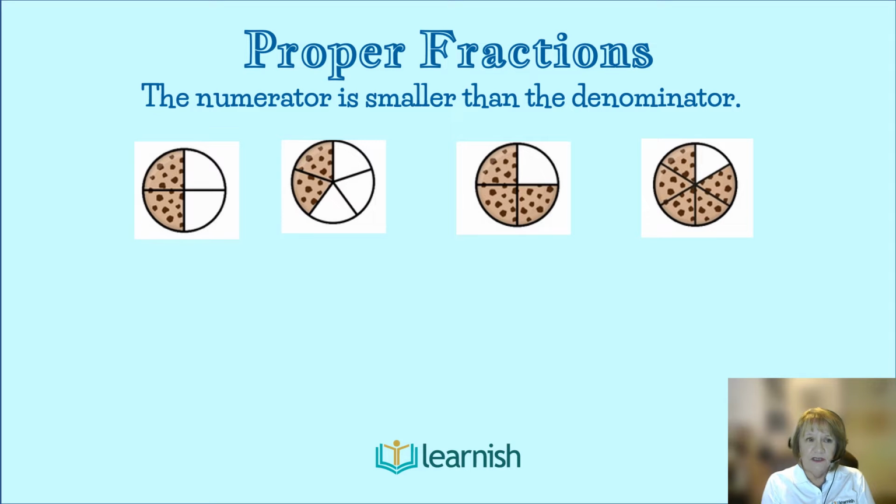This first cookie is divided into 4 parts, and there are 2 parts still there. Someone ate half a cookie. This one is divided into 5 parts, and we have 2 parts still there. This one is divided into 4 parts, and we have 3 parts still there. This one, 1, 2, 3, 4, 5, 6, is divided into 6 sections, and 5 sections are still there.